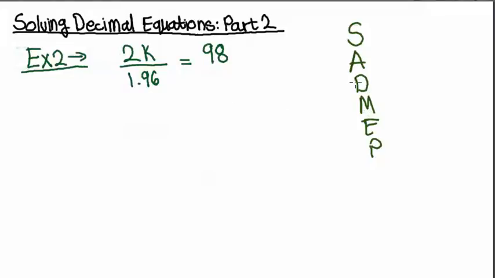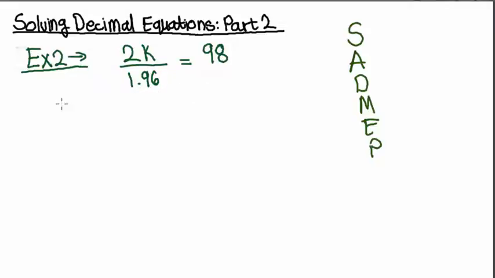On the side of the variable, I do indeed have division. In this case, I'm dividing the variable k by the number 1.96. Therefore, I need to perform the appropriate inverse operation that will allow me to get rid of the number below the fraction bar, which is better known as a denominator. And in order to get rid of the denominator, you need to multiply both sides of this equation by the denominator itself.